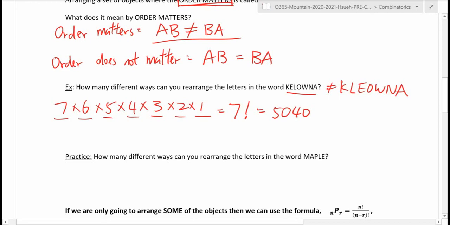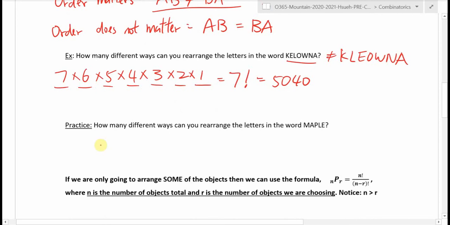Okay, here's the practice. Maple, 5 letters. Hopefully this isn't too difficult for you. You should know how to do this one by now. It's just going to be 5 factorial. If you put this into a calculator, you should get 120. Again, this is when we are using all the letters.